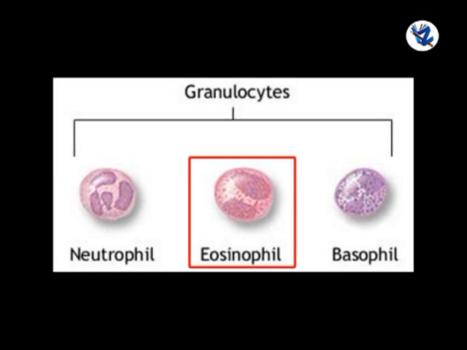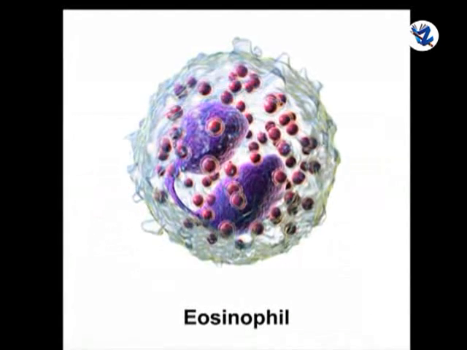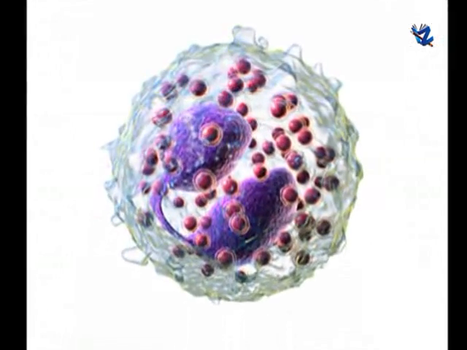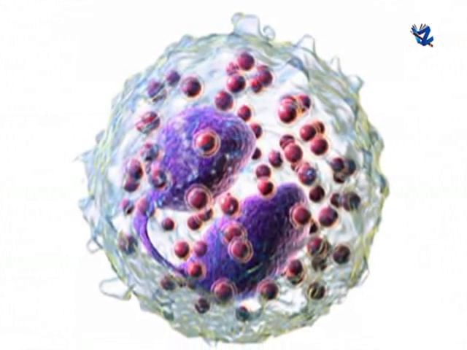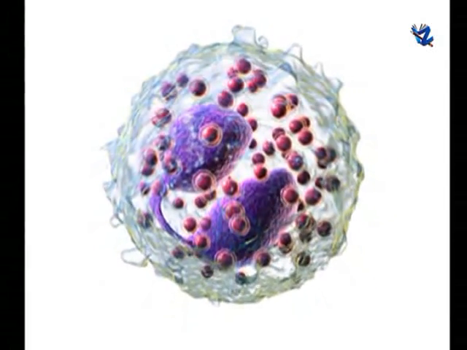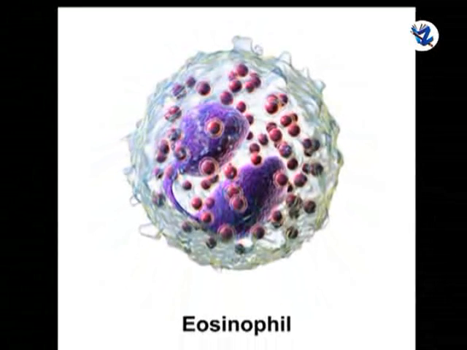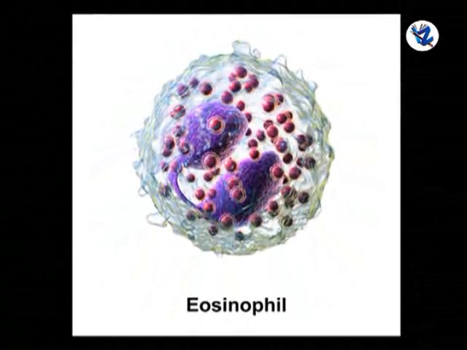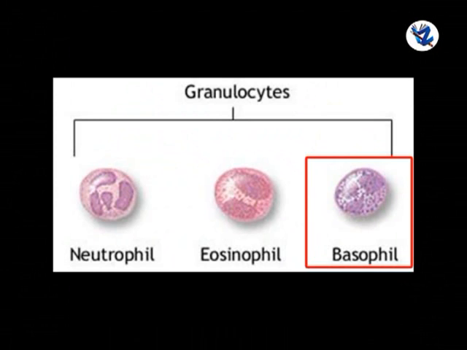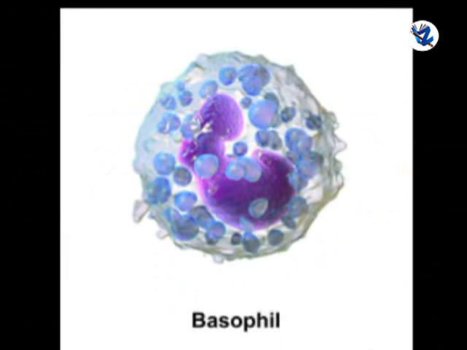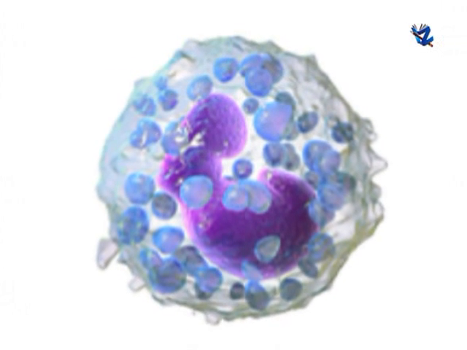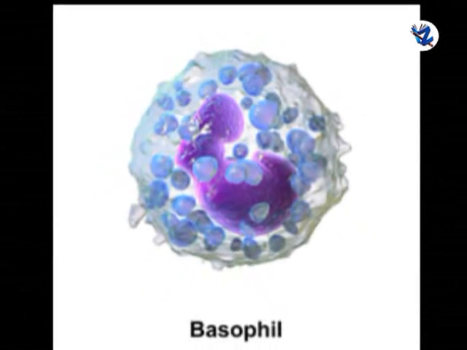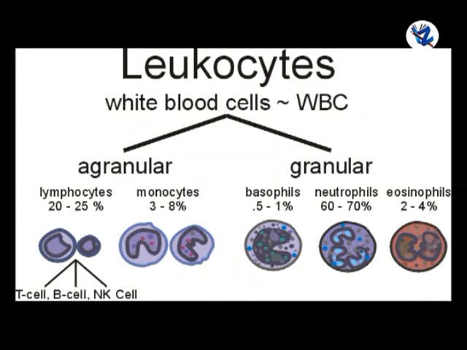Then eosinophils, that is acidophils. These constitute about 3% of total WBCs. The nucleus is bilobed. These are non-phagocytic and their number increases during allergic conditions. This condition is called eosinophilia. Then basophils. They constitute about 0.5% of total WBC. The nucleus is twisted. These are non-phagocytic and they release heparin and histamine.